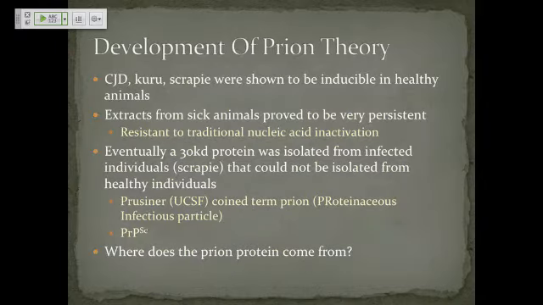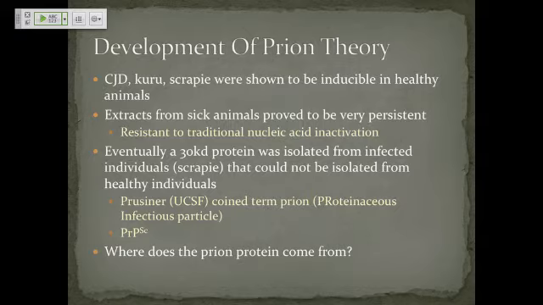So now we'll talk a little bit about the development of the prion theory and how people came to discover, or how the current thinking on what causes these diseases came to be. As we talked about earlier, on the last slide I told you that these conditions can be given to healthy animals, right? So you can extract brain tissue, brain serum from infected animals, inject that directly into the brain of healthy animals, and those healthy animals get sick.